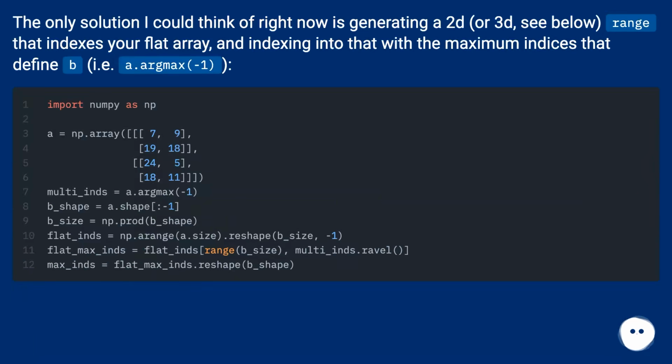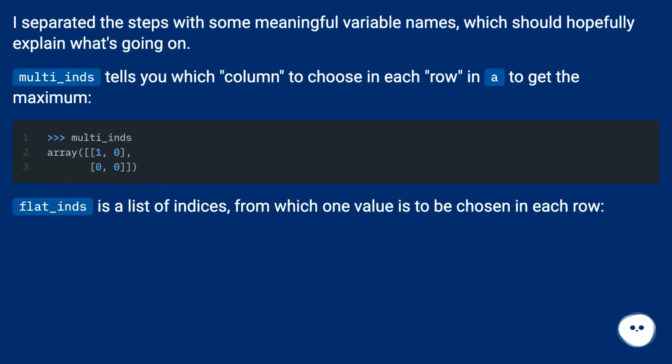The only solution I could think of right now is generating a 2D, or 3D, see below, range that indexes your flat array, and indexing into that with the maximum indices that define B, i.e. A.argmax(-1). I separated the steps with some meaningful variable names, which should hopefully explain what's going on. Multi_ins tells you which column to choose in each row in A to get the maximum.